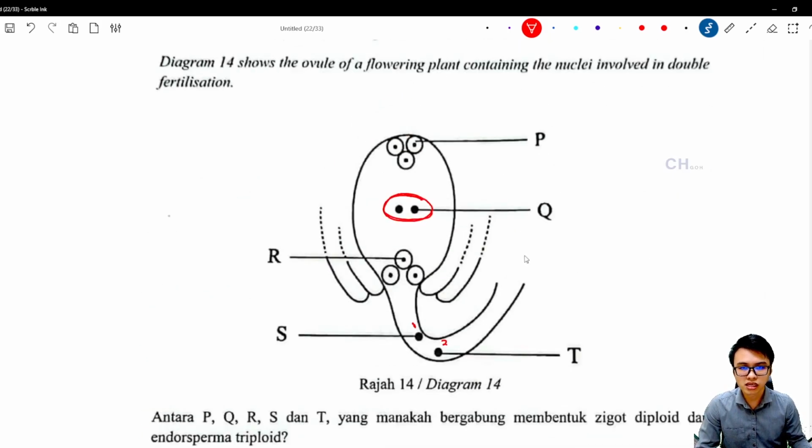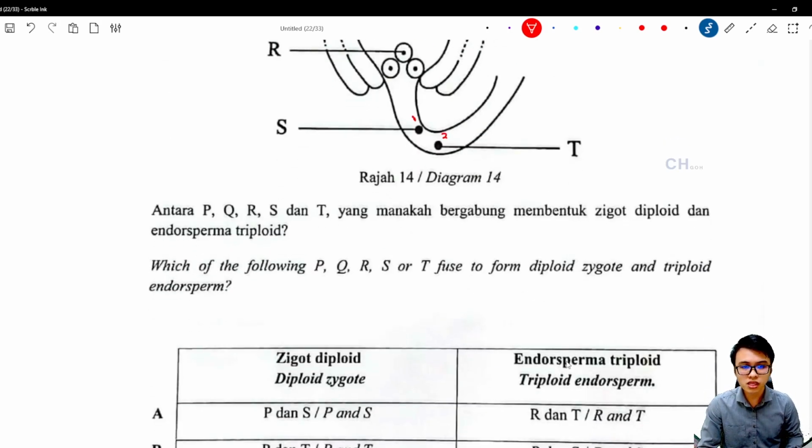Now, I think the question here should label both of these cells. Or they can circle the two nuclei in the middle. Because when it comes to the triploid endosperm, it is the fusion of three nuclei. The three nuclei fuse together to form triploid. The diploid has only two nuclei, so 2 and 3 nuclei.